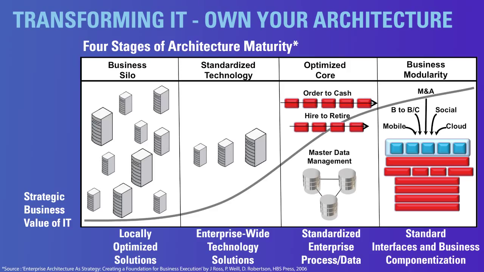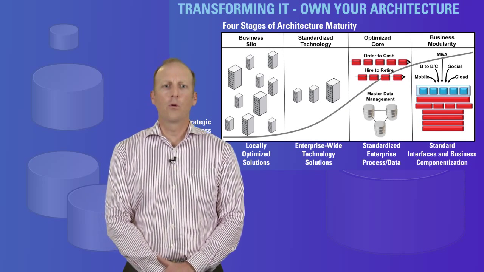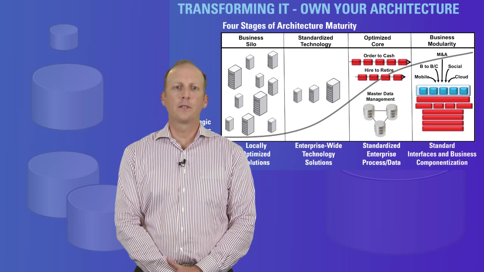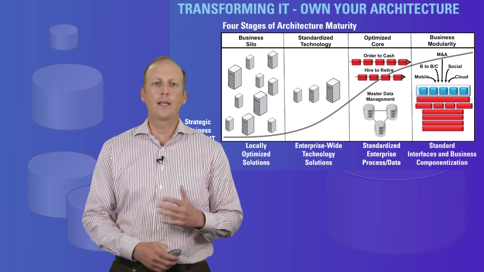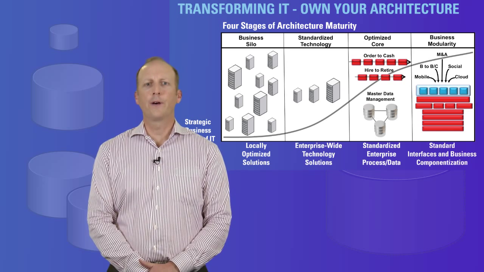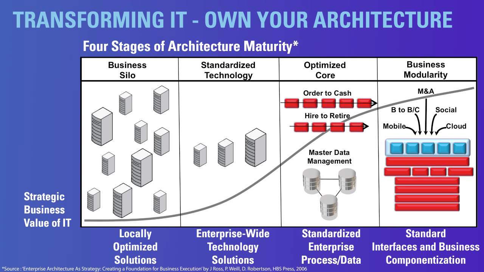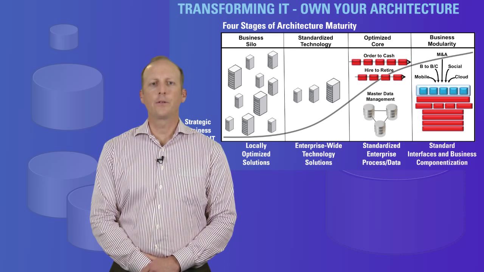Where the gain really comes is in the next phase, when you go to this optimized core, when you put in the master data management system, when you get more of an enterprise processing plan in place that every group is adhering to, that's where you start to see some of the value. And then obviously when you get to the final phase, which is the standard interfaces and business componentization, that's really a plug-and-play environment, right? Ultimately, that's the holy grail. That's where everyone wants to get to.